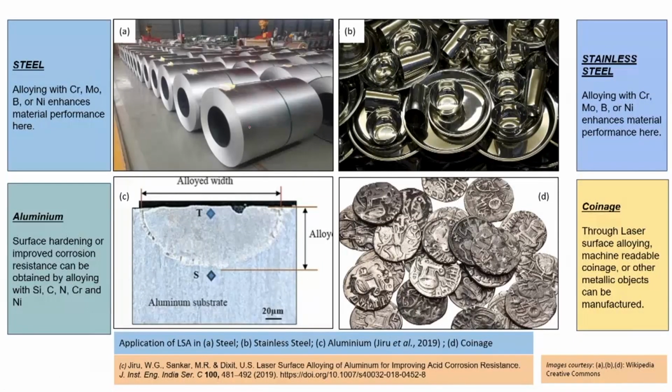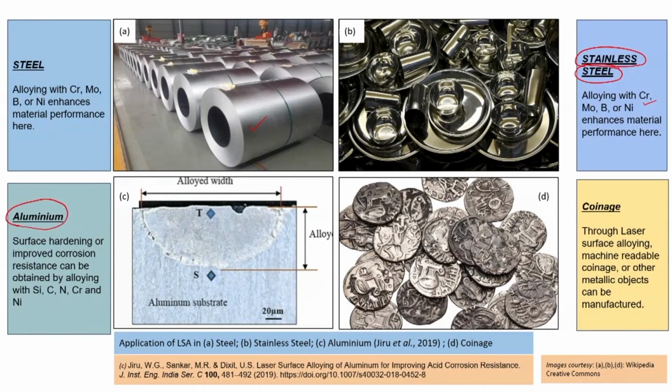Now, let us see what are the various applications of the LSA, that is laser surface alloying. On your screen you can see the rolled sheets, and when we want to enhance the material performance by applying chromium, molybdenum or boron or nickel, that is possible over these already rolled sheets by using lasers. We can even improve the properties of stainless steel utensils by applying similar elements such as chromium, molybdenum, boron or nickel.